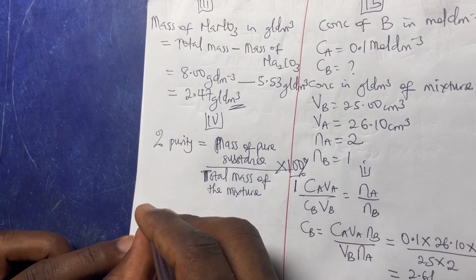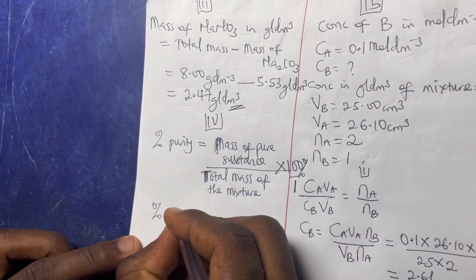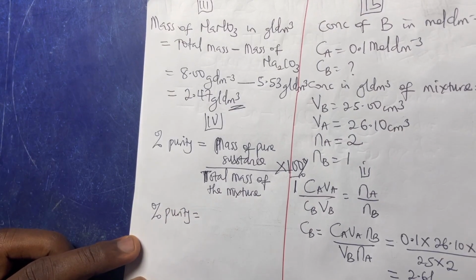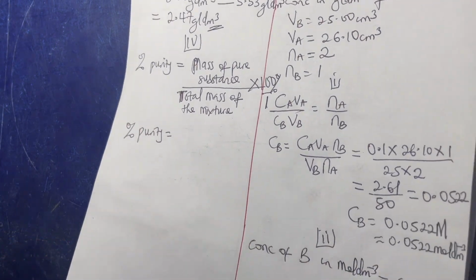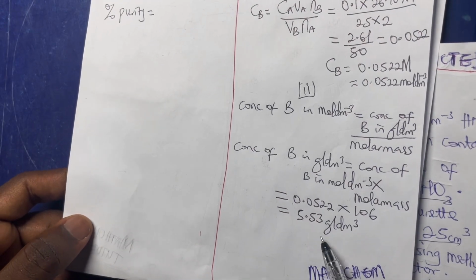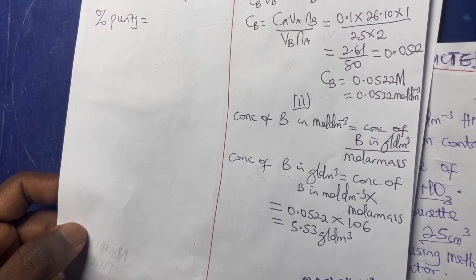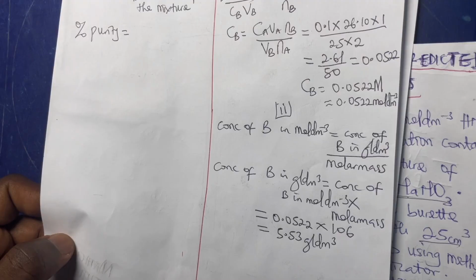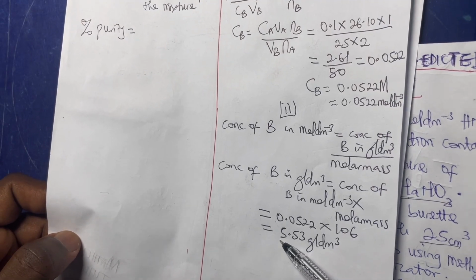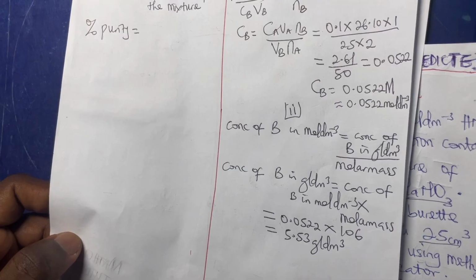So from here now, percentage purity, because the mass of pure substance is what? The pure substance is the Na2CO3. I've explained which one is pure in my first video. So the pure one is Na2CO3. So the mass of Na2CO3 in gram per dm cube is 5.53.